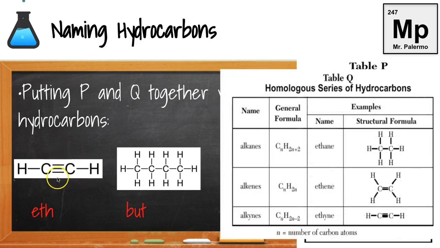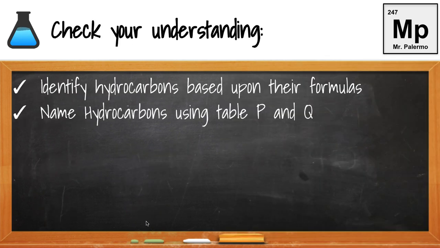Since this structure has a triple bond, it's going to be an alkyne, so using the yne ending, this is ethyne. And for this example, since it's all single bonds, it's going to be an alkane, so this is going to be butane. Let's check your understanding. Can you identify hydrocarbons based upon their formulas, and can you name hydrocarbons using table P and Q?